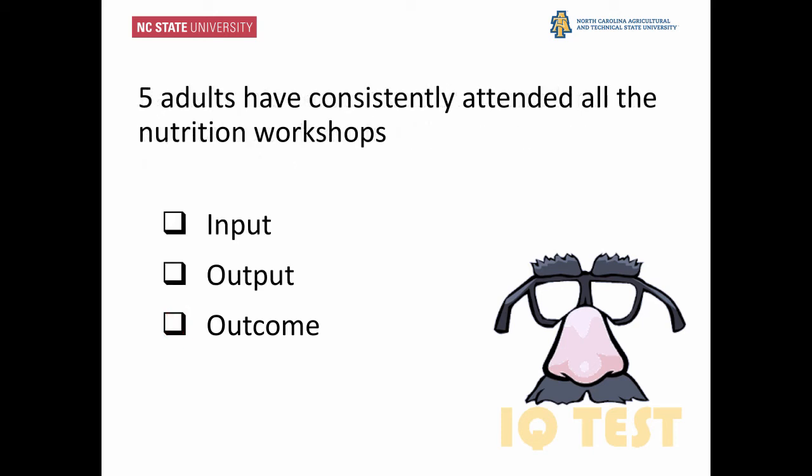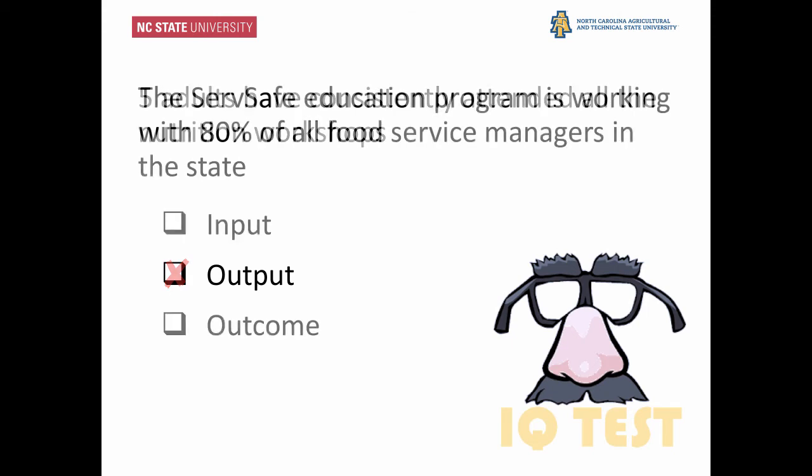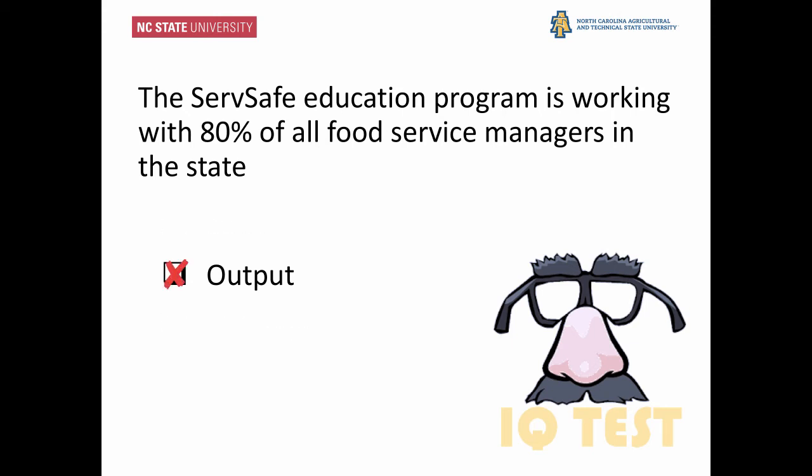Let's try another. 5 adults have consistently attended all the nutrition workshops. This is an output. In this case, you're describing your participation. Let's see how you do on this one. The Safe Serve education program is working with 80% of all food service managers in the state. You have another output. You're describing your participation. 80% of food service managers in the state.